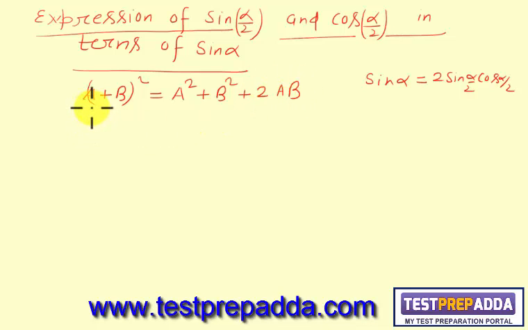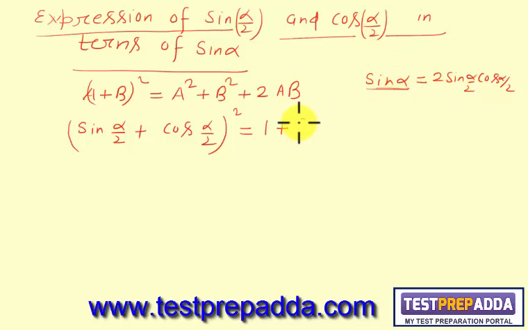If I write sin alpha by 2 in place of a and cos alpha by 2 in place of b, I will get sin alpha by 2 plus cos alpha by 2 whole square is equal to sin square alpha by 2 plus cos square alpha by 2, which will become 1, the basic identity, plus 2 sin alpha by 2 cos alpha by 2, which can be written as what? Sin alpha. So at the end it comes 1 plus sin alpha.